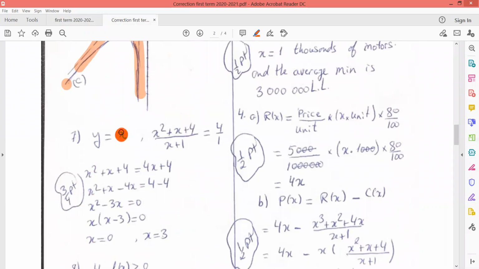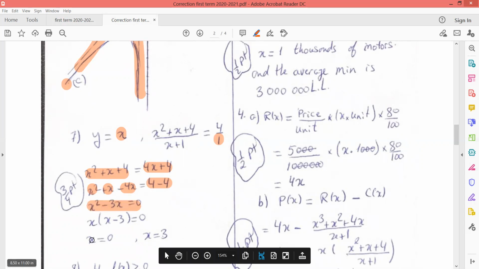So y equal 4, y equal y, not x here. This should be 4: x squared plus x plus 4 over x plus 1 equal 4. I put it 4 over 1, cross multiplication: x squared plus x plus 4 remains, and 4 times x is 4x plus 4. We bring them to one side: x squared plus x minus 4x equal 4 minus 4, which is 0. So x squared minus 3x equal to 0, so x equal to 0 or x equal 3.